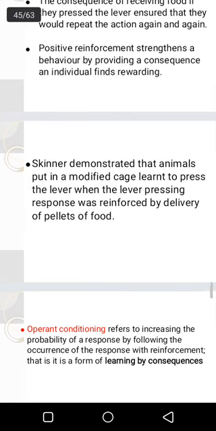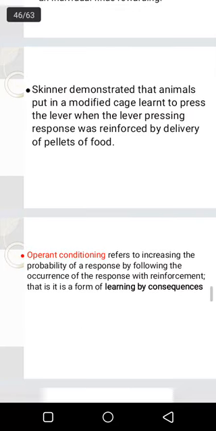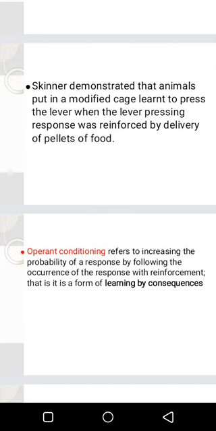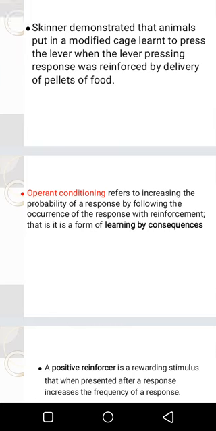So Skinner demonstrated that animals put in a modified cage learned to press the lever when the lever pressing response was reinforced by delivering a pellet of food. So the mice knew to say, if I operate in this environment, definitely food will be rewarded if I operate in this cage. Are we together? So operant conditioning refers to increasing the probability of a response by following the occurrence of the response with reinforcement. That is a form of learning by consequences.